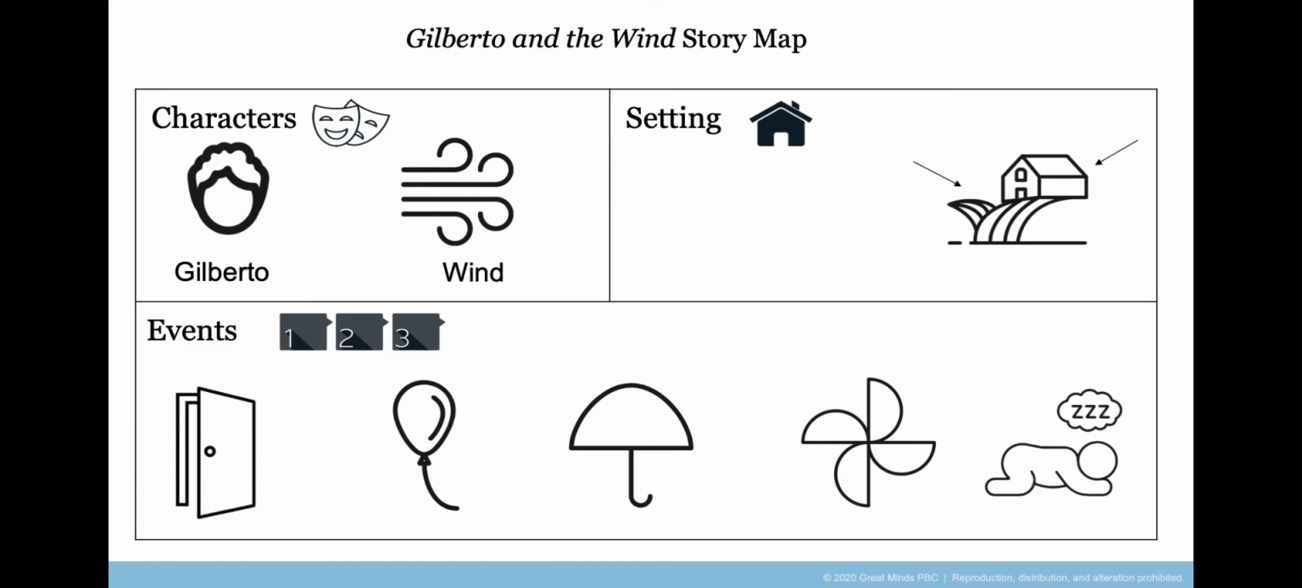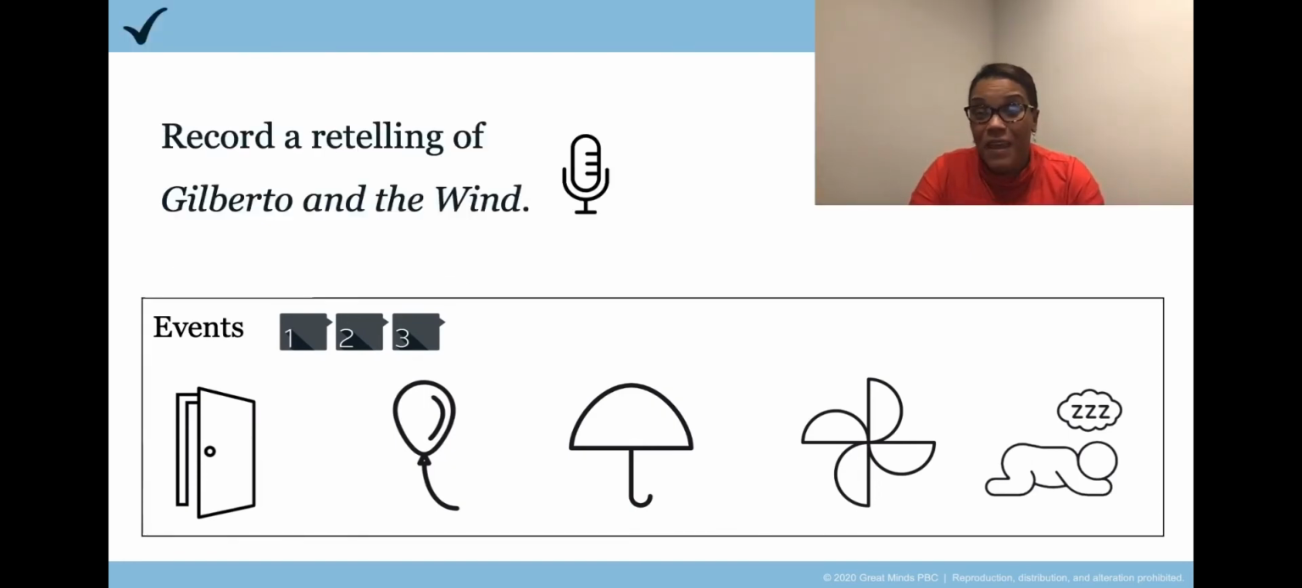Now that you understand the characters, setting, and events, you're going to retell Gilberto and the Wind to a learning partner. If your learning partner is not there, you can try and retell it to your pet or your stuffed animal. And if you don't want to try retelling it to any of those, just retell aloud. All right, friends, are you ready? Now, before you record your retelling, I want to remind you that you can refer to the story map for support if you need it. I've left the key events that I identified on the slide for you to refer to. Are you ready? Pause the video now to record your retelling of Gilberto and the Wind.